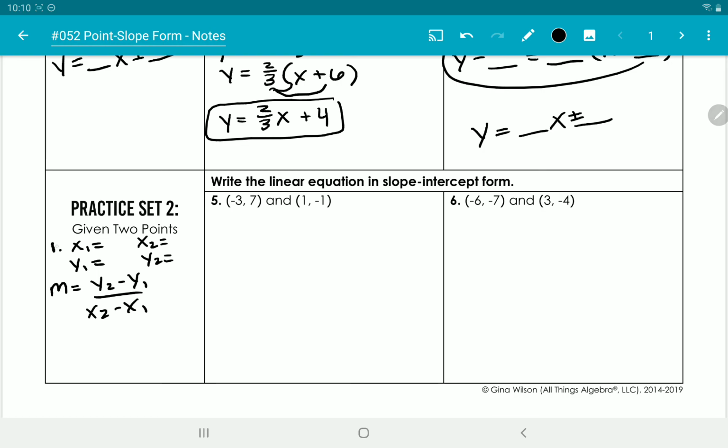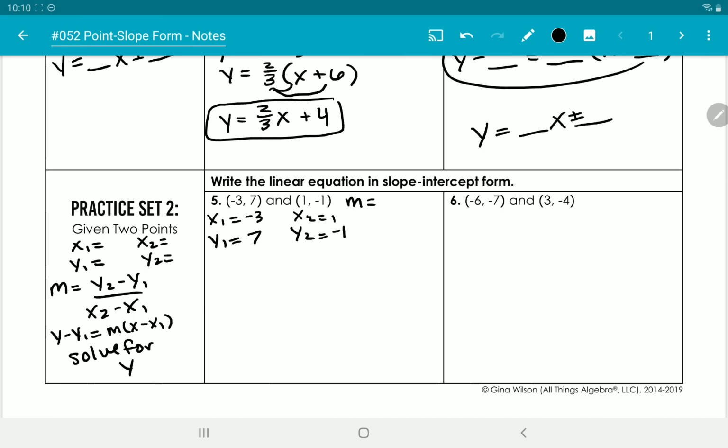And then once we've done that, we put all of our numbers into y minus y1 equals m times x minus x1, like we did before. And then we're going to solve for y. So first off, we need x1 and y1. We need x2 and y2. And that's going to give us the slope. So x and y for the first point, -3 and 7. X and y for the second point is 1 and -1. Just left to right.